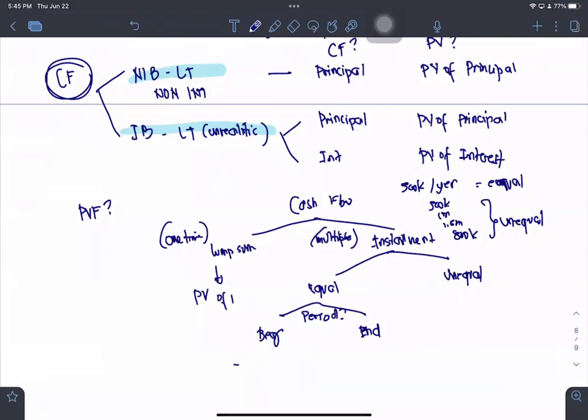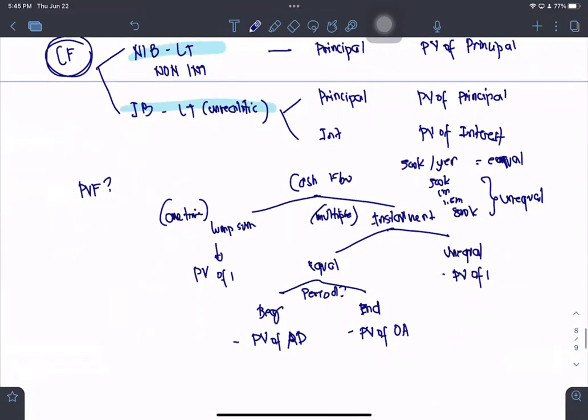If made at the beginning of the period, you use present value of annuity due. For the end, present value of ordinary annuity. But if unequal, then you use PV of 1.